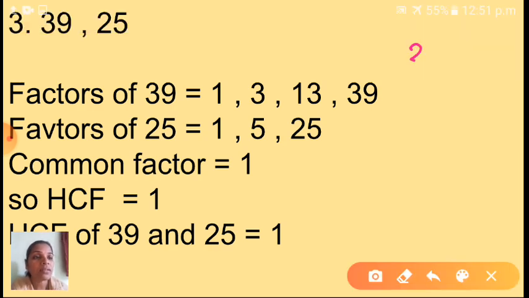Yes, 39. See here 1 into 39. As I told, 1 is a factor of all numbers, isn't it? So 1 into 39. Next one is, what? 39 is an odd number. So in 2's table it will not come, isn't it children? But 39 will come in 3's table.